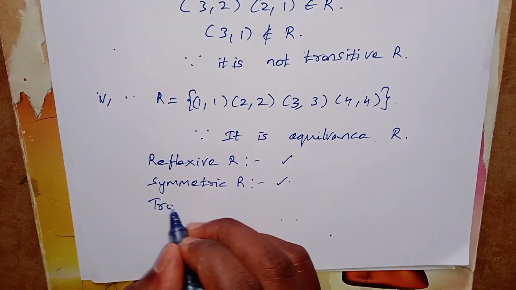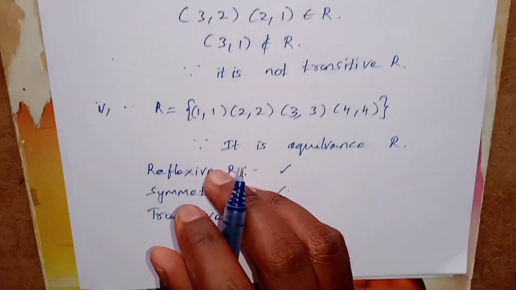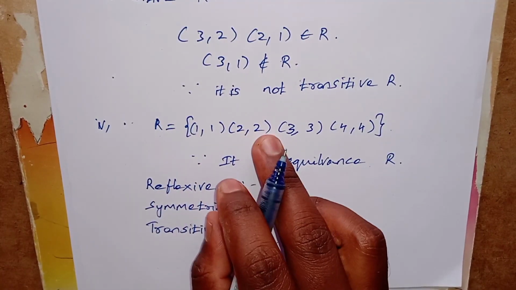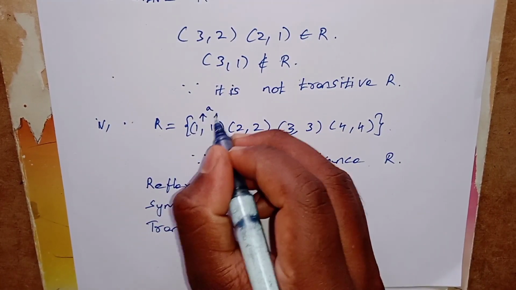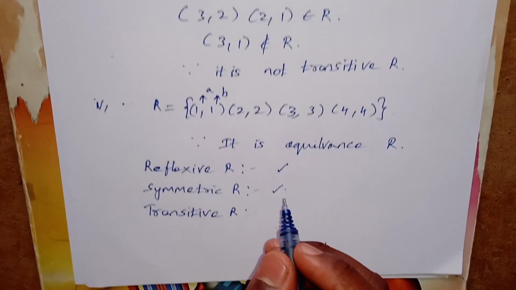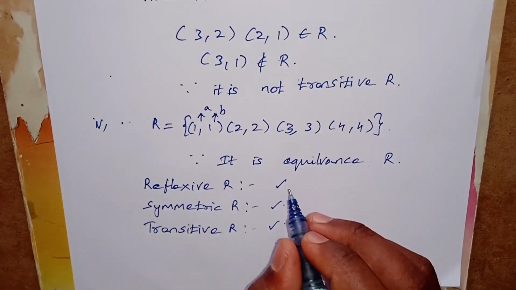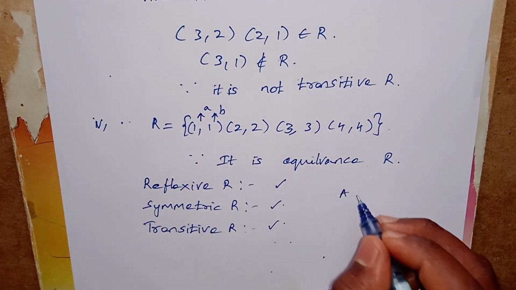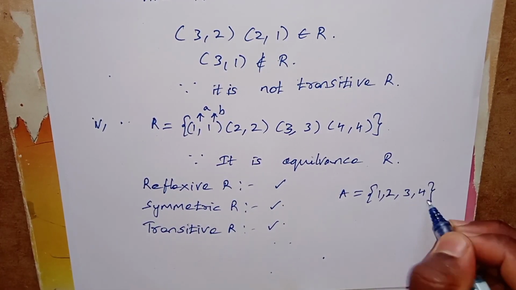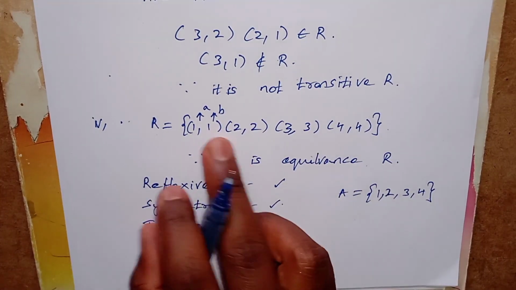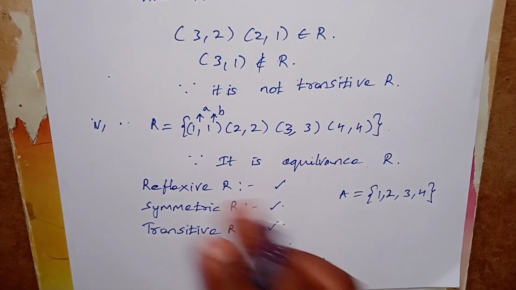Next, for transitive relation, here a comma b, a comma b, a comma b, a comma b. Okay, therefore there are no terms for comparing b comma c, therefore it is a transitive relation. Okay, here you have to check only the set A. Okay, here 1 comma 2 comma 3 comma 4, for all the terms it has its own identity, then it is an equivalence relation. Okay, this is important.